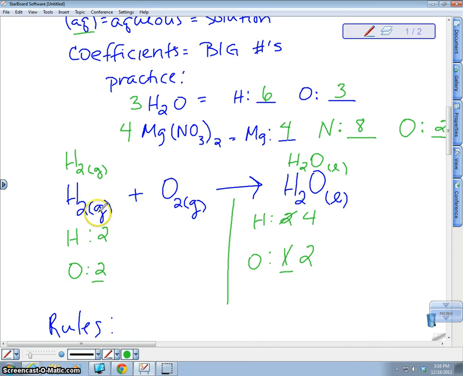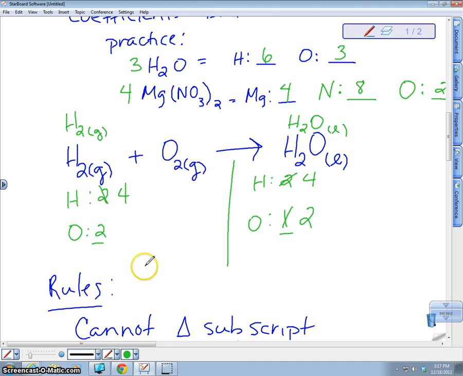Now I have 2 and 2 hydrogens on my reactant side, giving me 4 total hydrogens, and 4 total hydrogens on my product side. 2 total oxygens on my reactant side, 2 total oxygens on my product side. So now this equation is balanced and I can write out the formula. I actually needed 2 hydrogens, so I'm going to put that coefficient of 2 out in front. I only needed 1 oxygen molecule, so it doesn't need a coefficient.